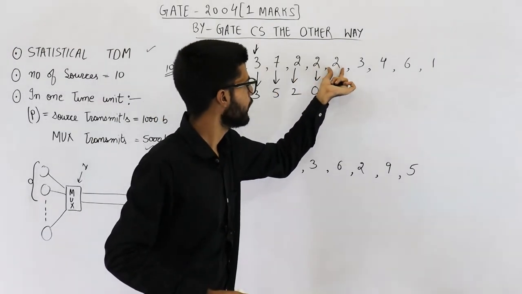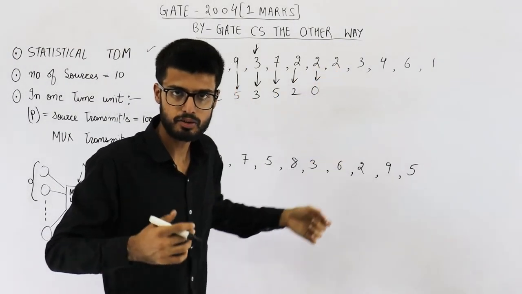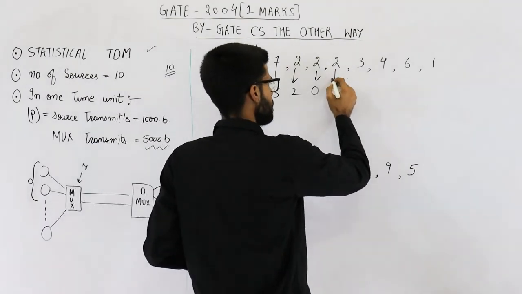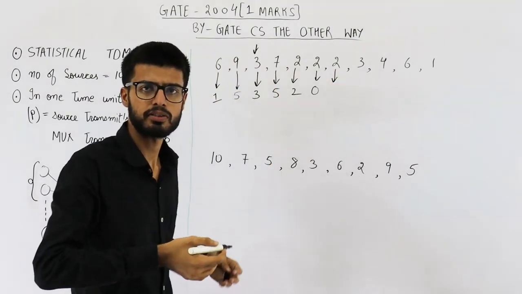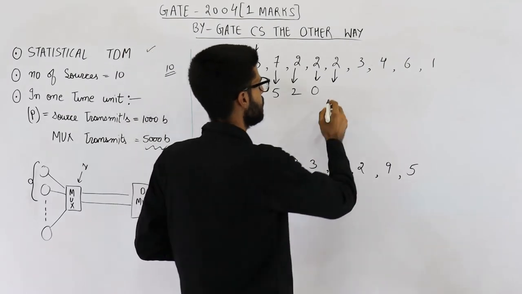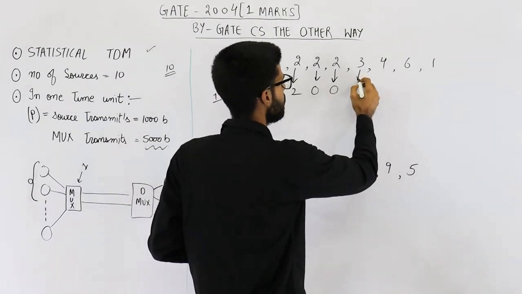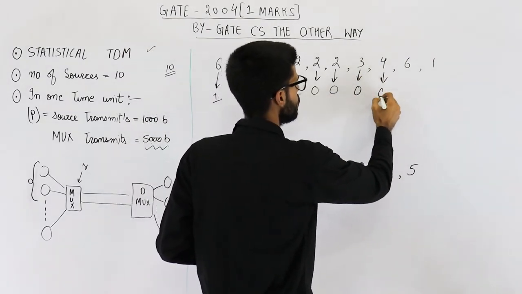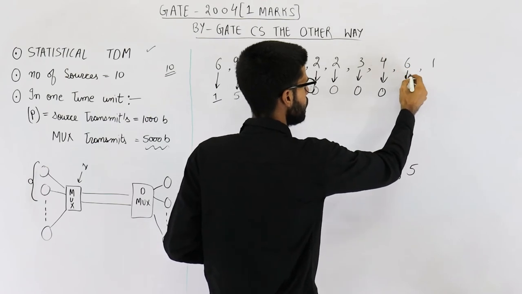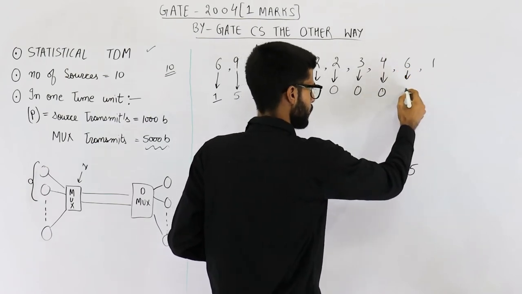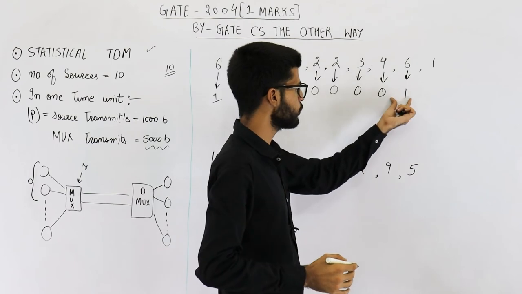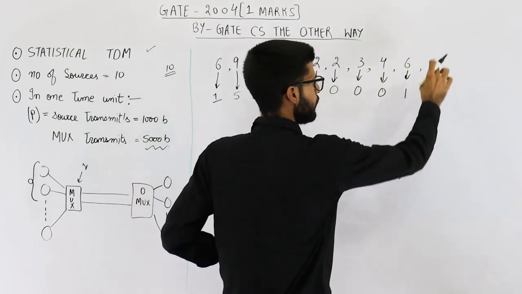And in the next frame, 2 stations generate data. That is 2000 bits. And we can easily transmit up to 5000 bits. So 2000 can be just transmitted with 0 backlog remaining. Here also 0. Here also 0. Now 6 packets are generated. 1 packet will be left. Okay, so backlog is 1. This will be adjusted in the next frame.